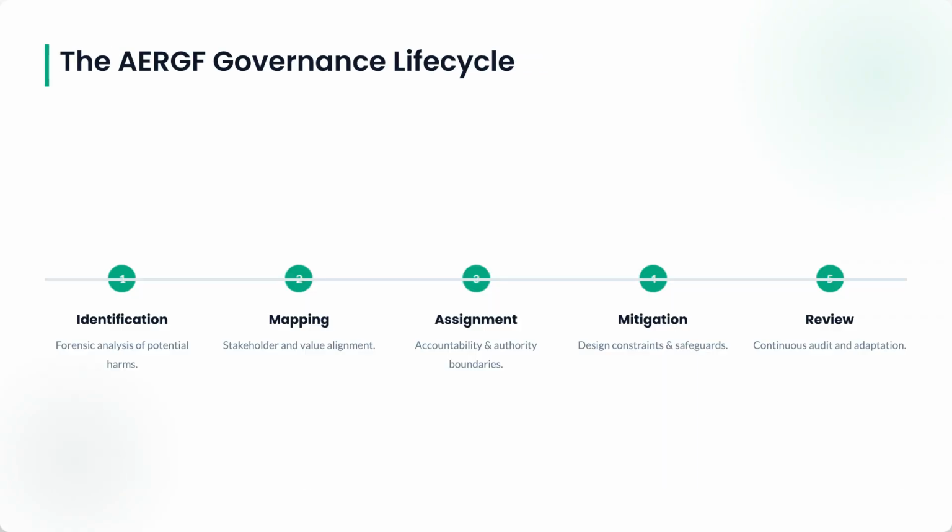The AERGF governance lifecycle involves 5 steps: identification of potential harms, mapping of stakeholders and value alignment, assignment of accountability, mitigation through design constraints, and review with continuous audit and adaptation.